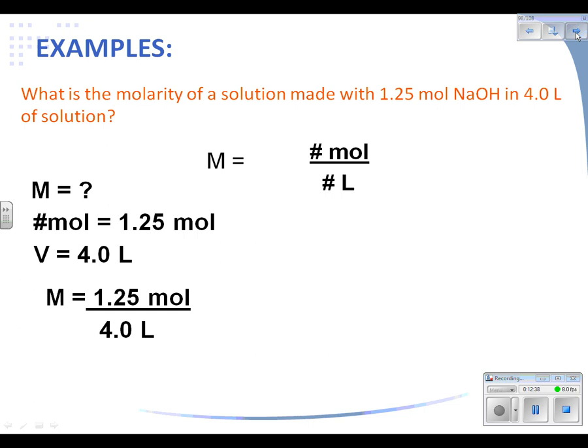So our molarity should be 0.3125, but since we can only have 2 significant digits, that will become 0.31 moles. Or molarity, not just moles. So that's our concentration of that solution.